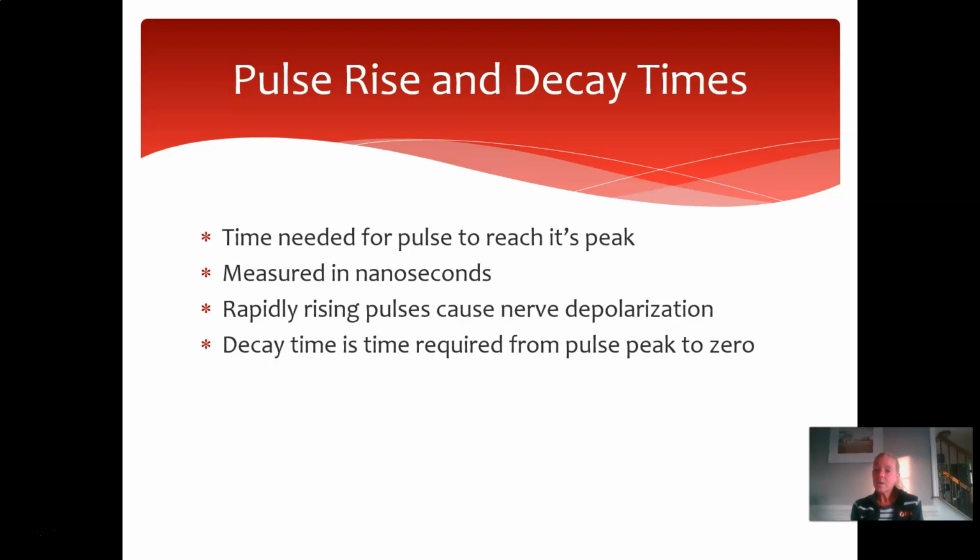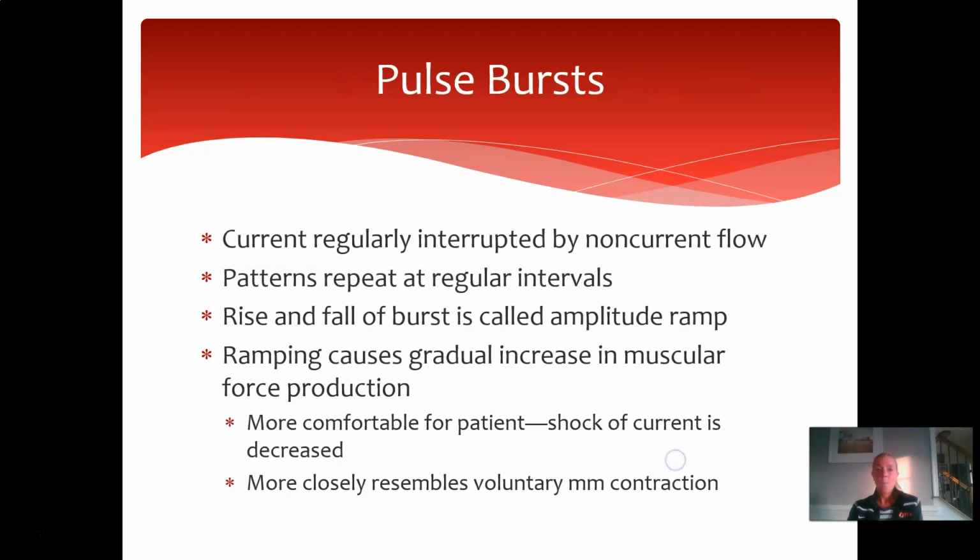The quicker that the pulse rises from 0 up to its peak, the more likely it is to cause a nerve depolarization. The decay time is the time that it just takes to get from the peak back down to 0, which is oftentimes very quick as well. We can also have pulse bursts. So these are going to be current that's interrupted by non-current flow, repeating at regular intervals.